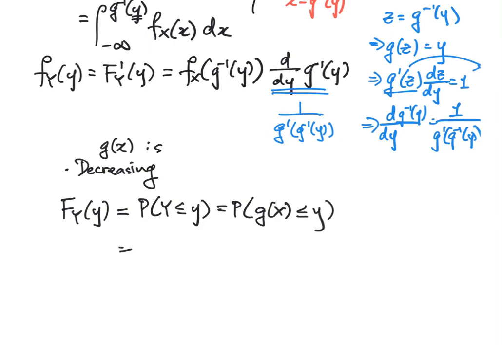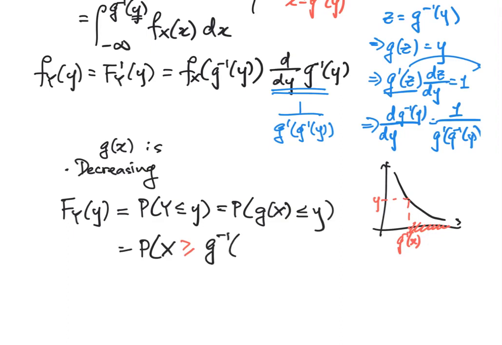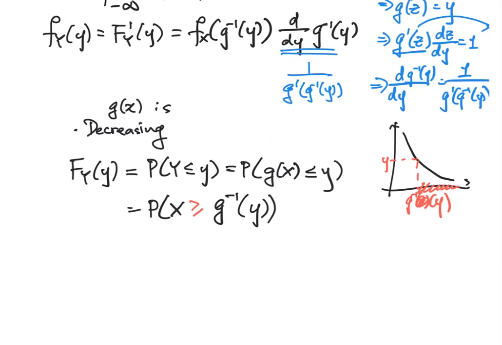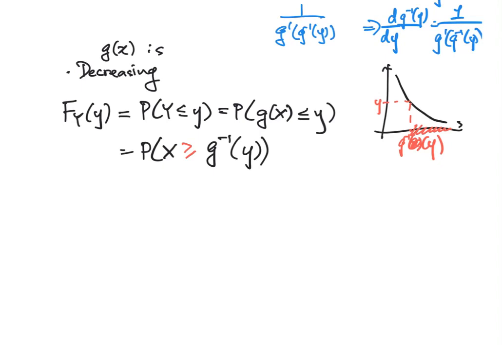Here, because your function is now a decreasing function, if you want g(S) to be less than y, then what do you need? You need S to be greater than or equal to g inverse y. So this is equal to the probability that S is greater than or equal to g inverse y. Now you integrate that using this new formula.